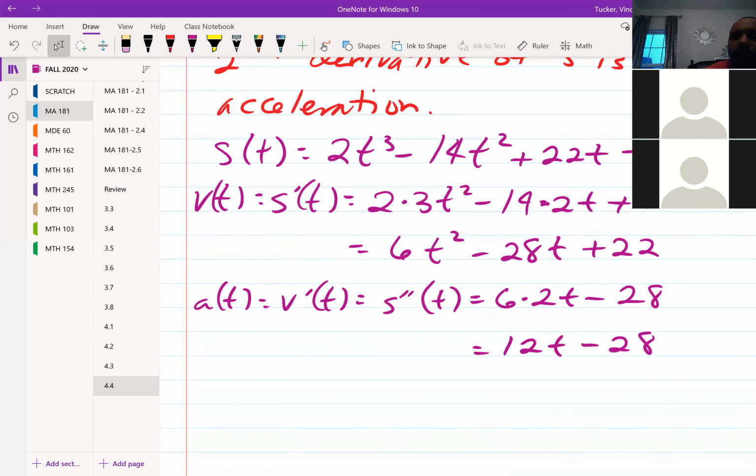All right, so the position formula was what they gave us initially. That's s of t, and velocity is going to be equal to the derivative of s of t, and we got 6t squared minus 28t plus 22. Then the acceleration is the second derivative of s, the first derivative of v, and that'll be 12t minus 28.